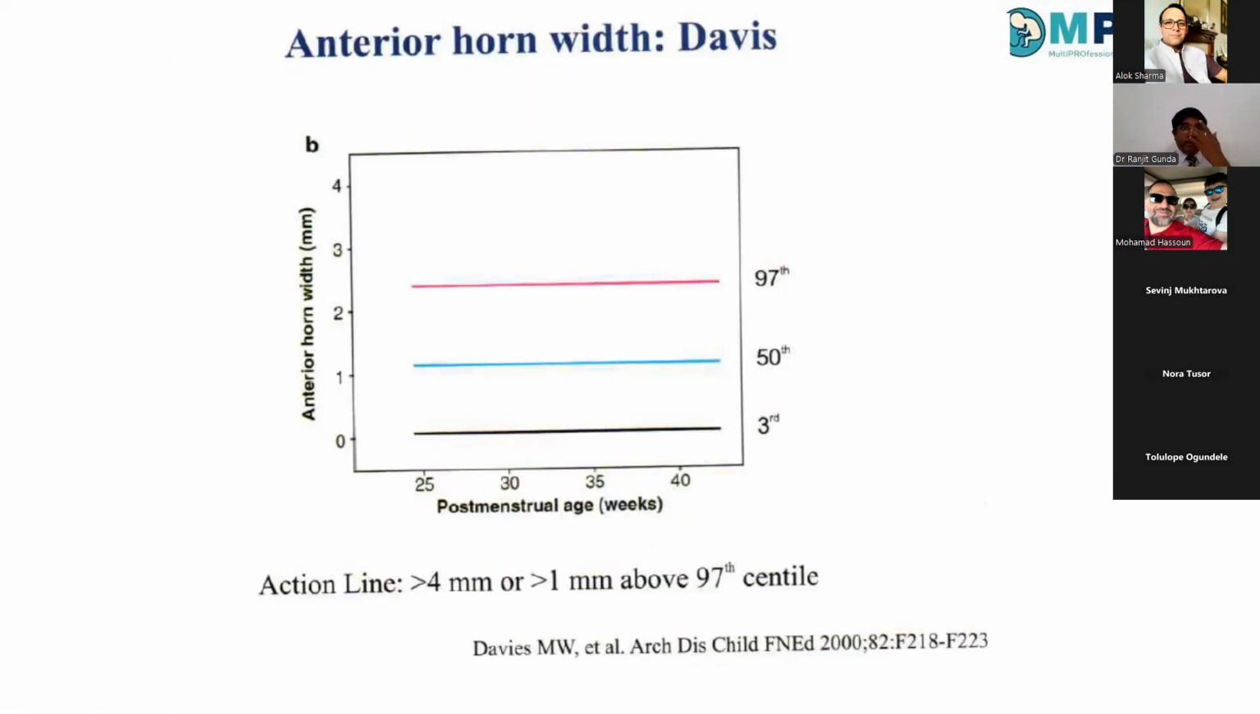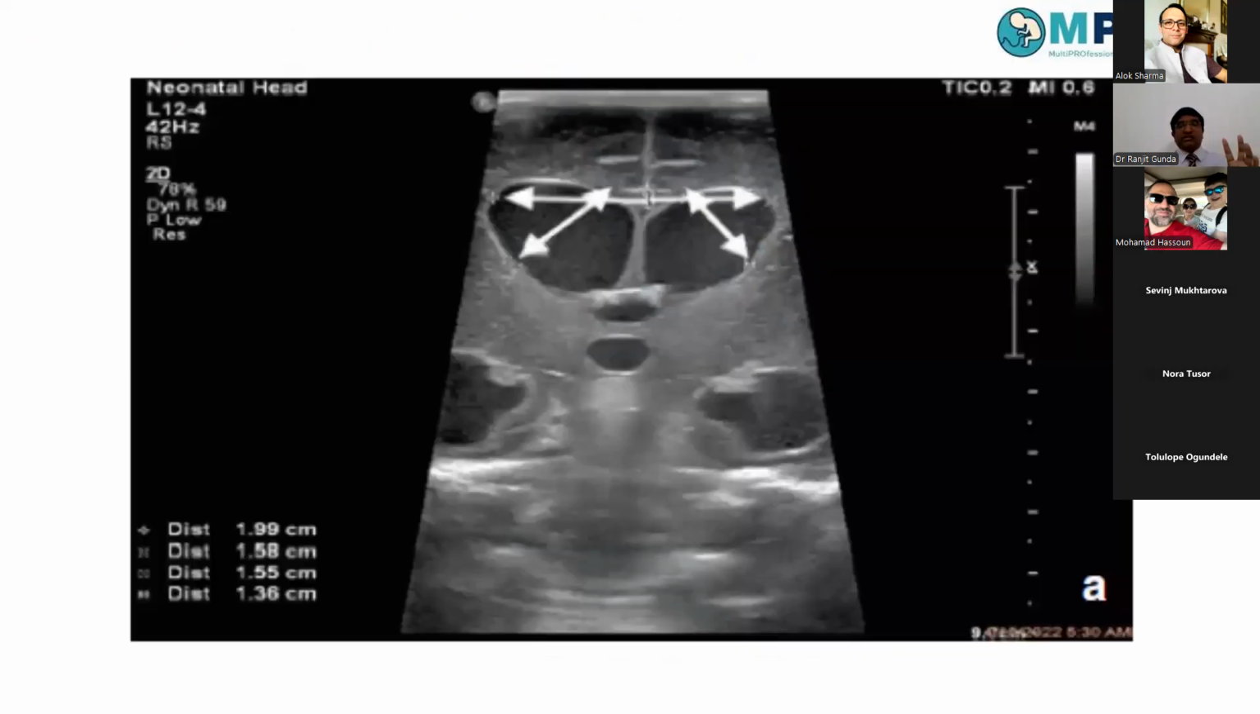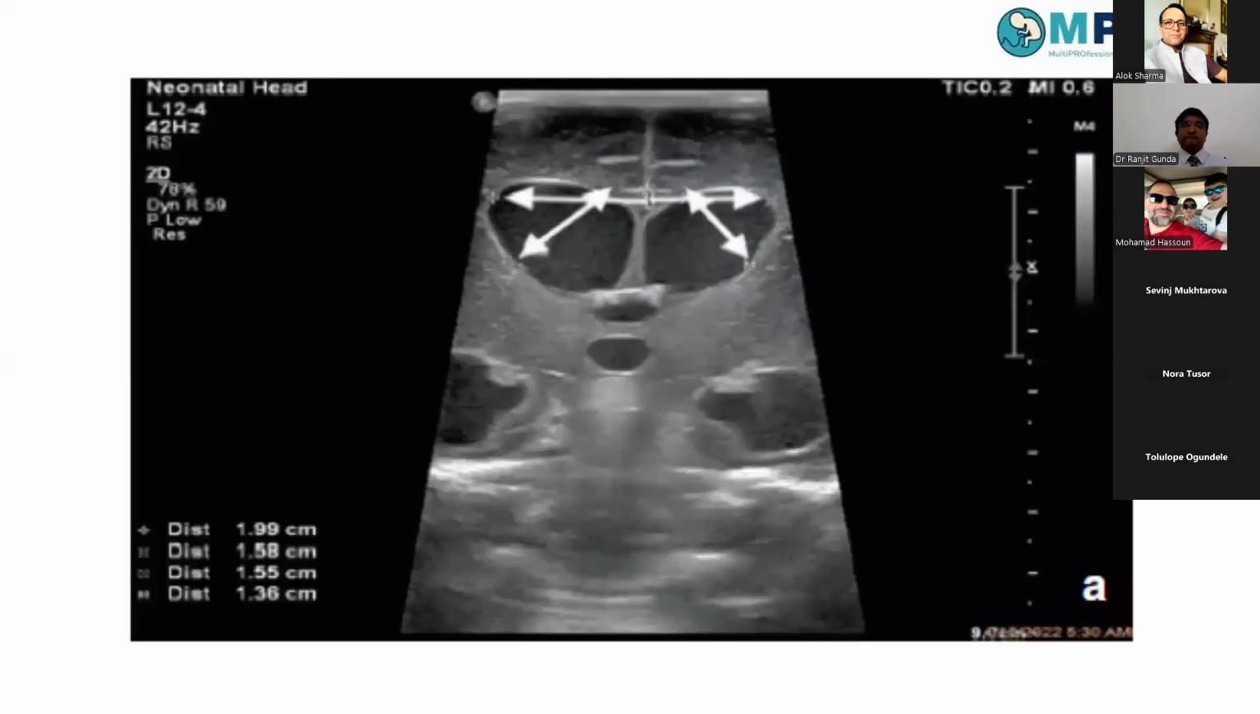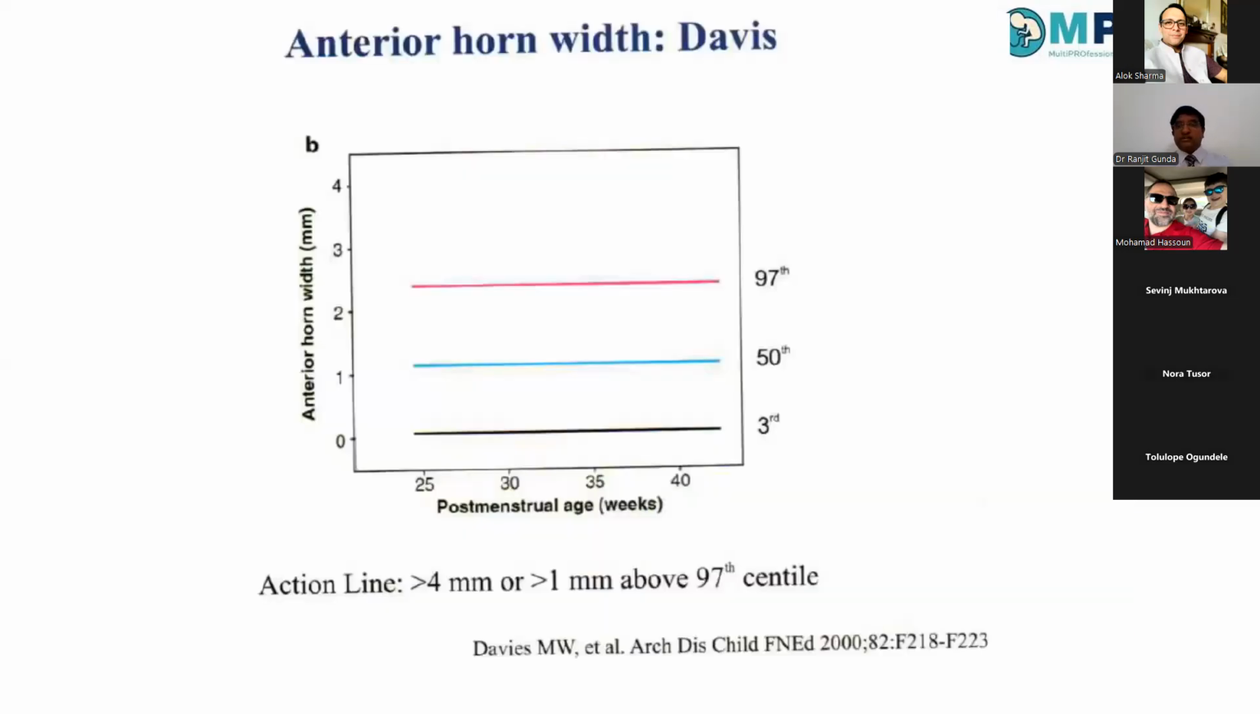Okay, so quite simple: the anterior horn width is an early marker, a diagonal measurement at the C3 level that will help us to identify early ventriculomegaly. And we have nomograms that can help us in deciding the management pattern.